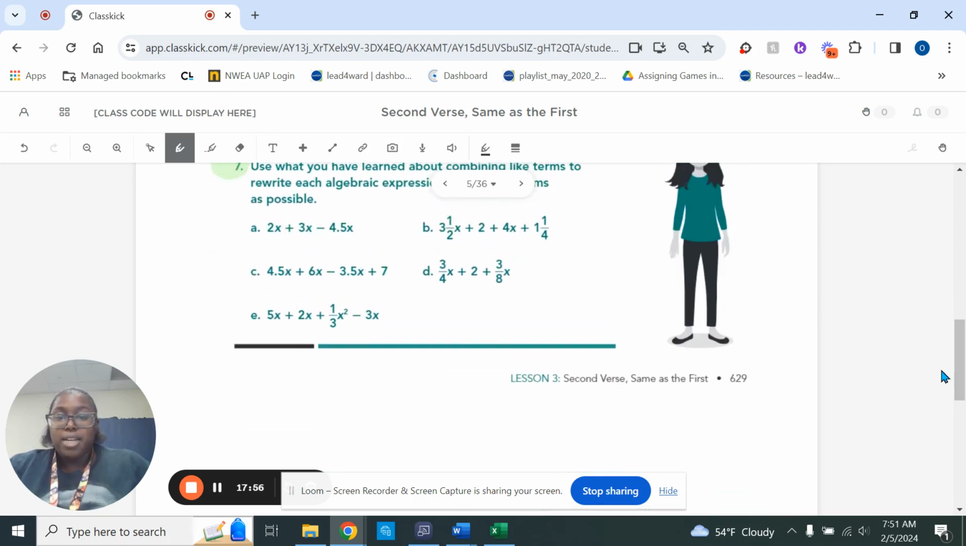Now, this is a good place to start using the highlighter, which is another reason I like Class Kick. So we're going to be using the highlighter to highlight the terms that are alike. And that's the first thing we're going to do to all of these problems. If you don't have a highlighter, then I would suggest you use your pencil, but use different shapes. For x, you can use a square. For x squared, you can use a circle. For constants, you can use a triangle. You can use these different symbols if you don't have a highlighter, just to notate the different things you're doing.